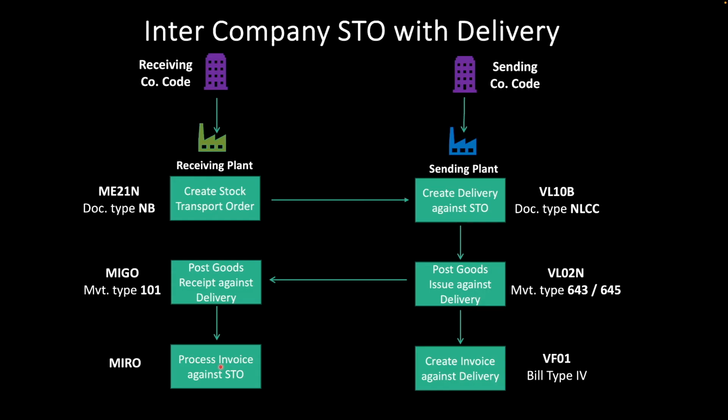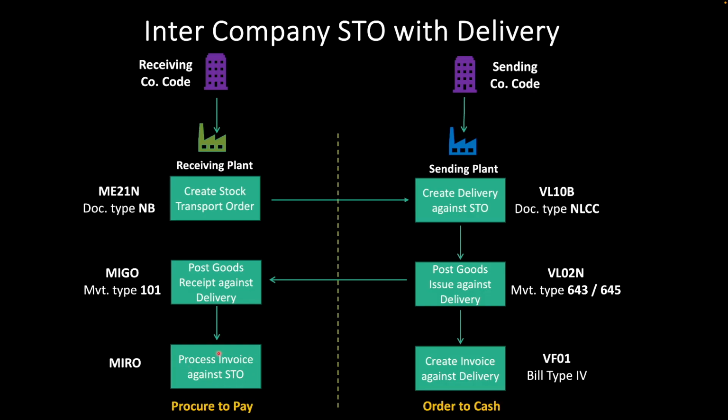So you can see here, this is the whole process of intercompany code stock transfer. You create a stock transport order, document type is NB. Then you create a delivery, the document type is NLCC. Then you post goods issue. This time the movement type is 643 for two-step process and 645 for single-step process. Against this delivery, the receiving plant posts a goods receipt, and the sending plant will create an invoice also. Now, after the goods receipt is done, the receiving plant will also process the invoice through MIGO transaction.